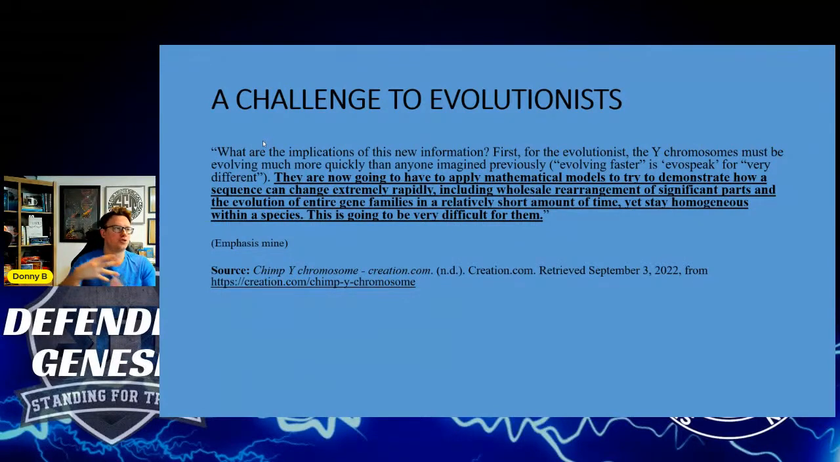They can put forth their sperm competition arguments. They can put forth their increased rates of gene conversion, whatever they want. But you are going to have to apply mathematical models to try to demonstrate how a sequence can change extremely rapidly, including wholesale rearrangement of significant parts and the evolution of what? Entire gene families in a relatively short amount of time, yet stay homogeneous within a species. This is going to be very difficult for them.